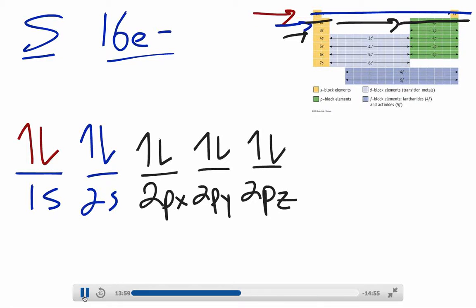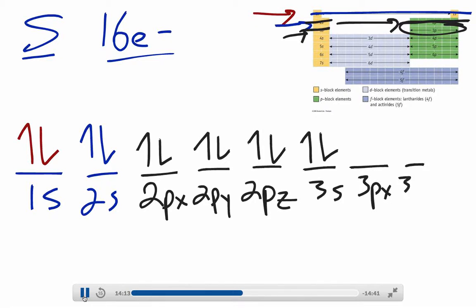Now we're down to 3s. So in 3s, again, we have enough electrons, so that is full. 1, 2. And now after 3s, we go across and we're in the 3p orbital. Again, it's a p orbital, so we can have 3px, 3py, and 3pz. So we have 3 orientations, so 3 orbitals in every p sublevel. And now we have 4 electrons left. So again, 1, 2, 3, and then we go back and pair.